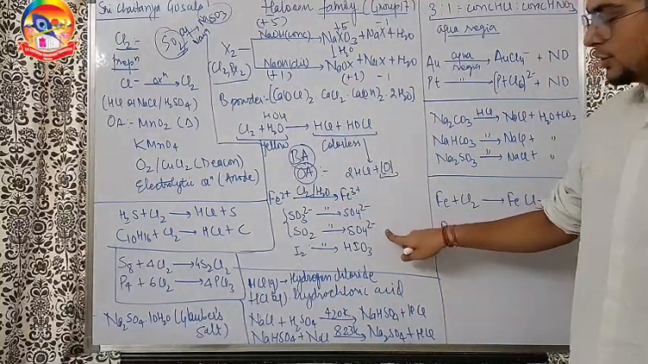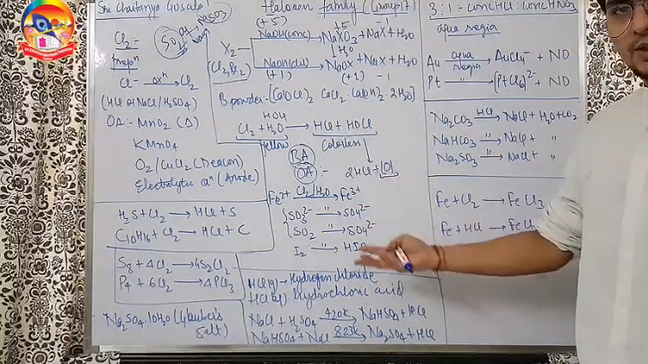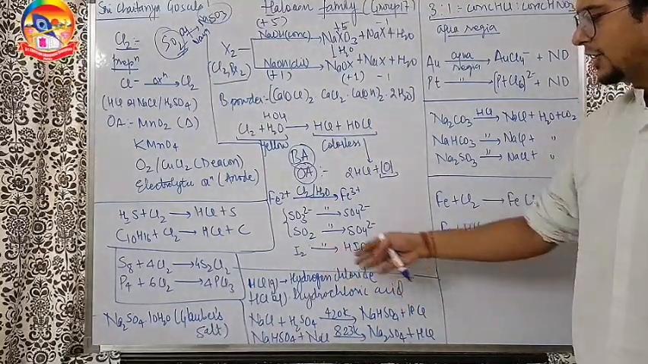Going ahead, they both are oxidized to sulfate. Iodine becomes HIO3 on oxidation. We have already seen this also. With HNO3 also the same reaction happens.